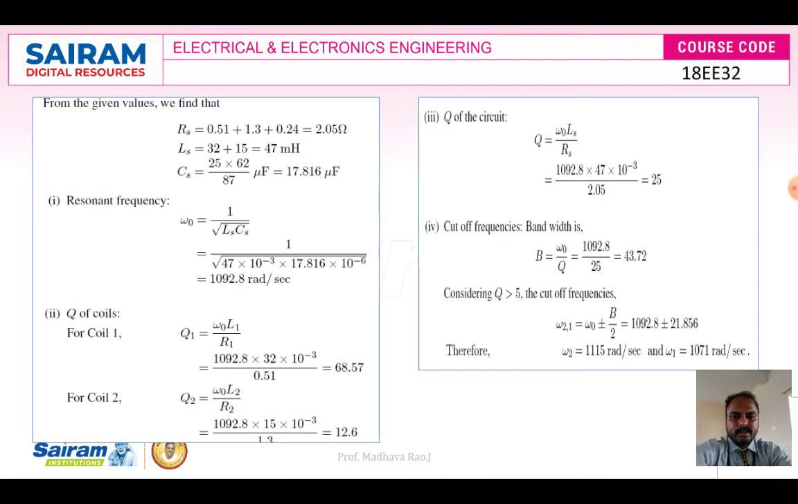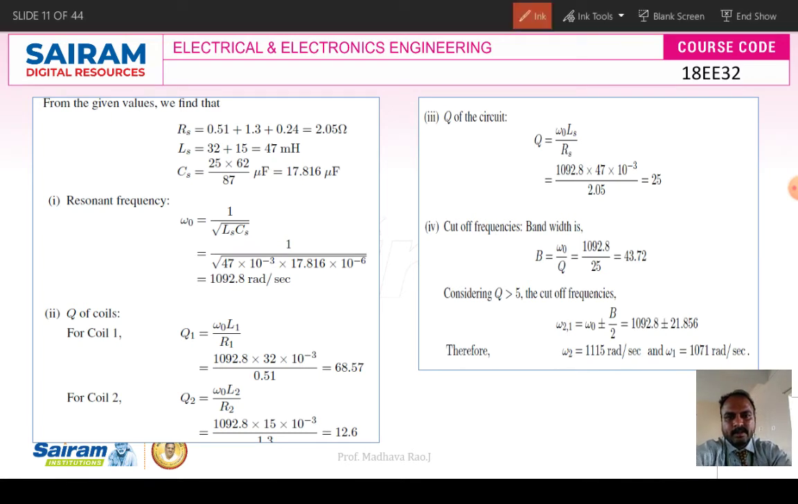Okay. So here are the given values. Here we have three coils, and we have to find R. So R is equal to the summation of all three resistances, 2.05 ohm. And for L, two inductor coils are there.